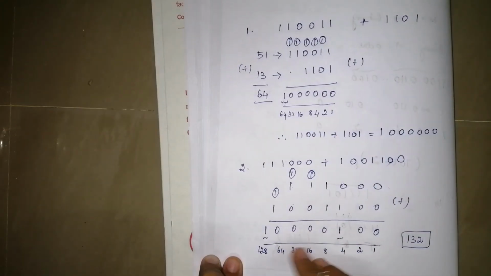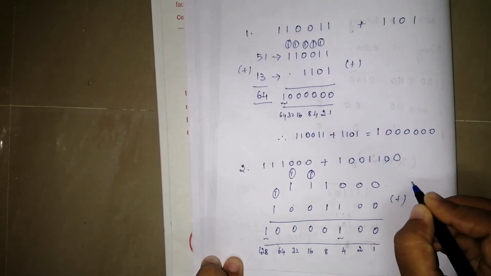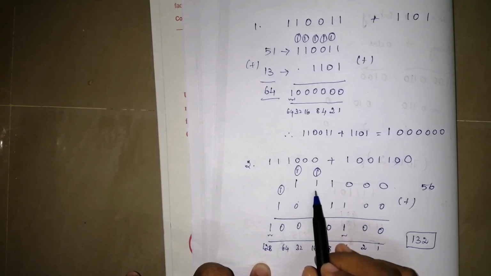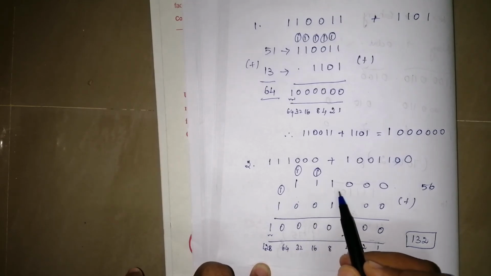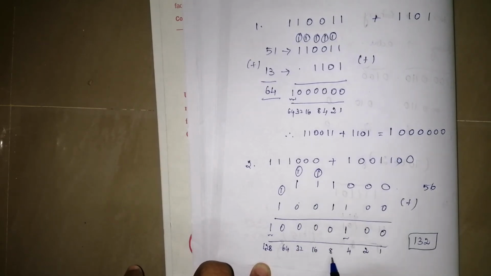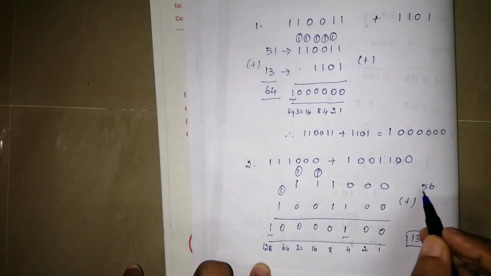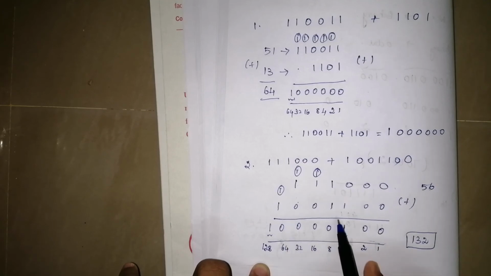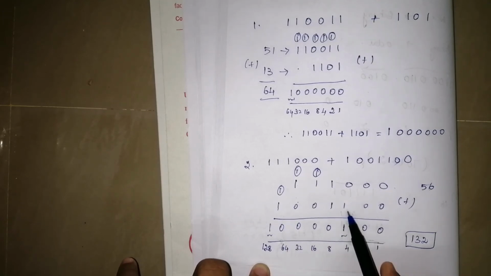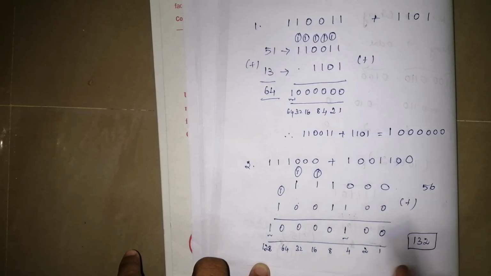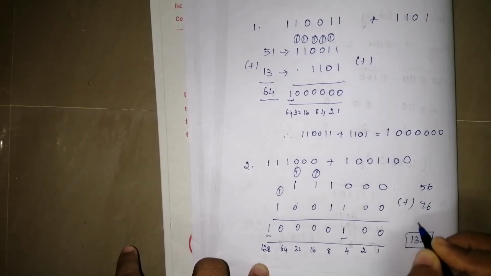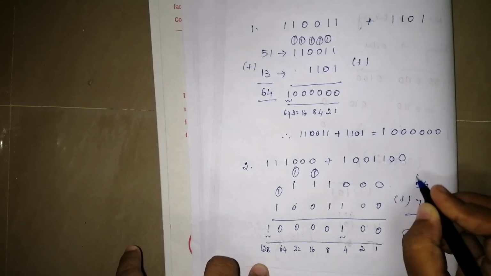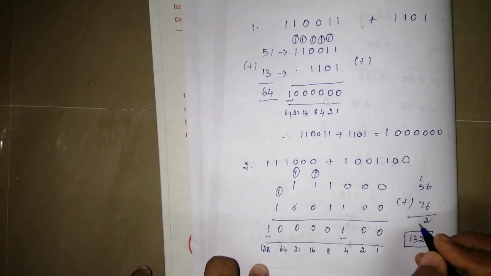Shall we check the decimal addition value now? This is 56. See, this is 32 plus 16 plus 8. 32 plus 8 is nothing but 40. 40 plus 16 is 56. So the value is 56 for this binary number. This is 64 plus 8 plus 4. 68 plus 8 is nothing but 76. So the answer will be 6 plus 6, 12. So 5 plus 1, 6, 6 plus 7 is 13.